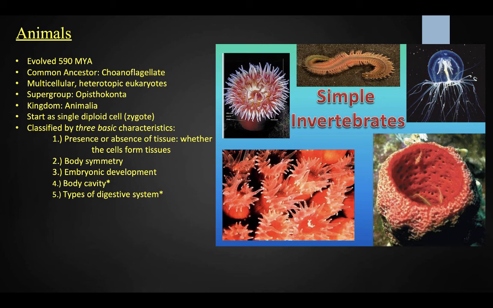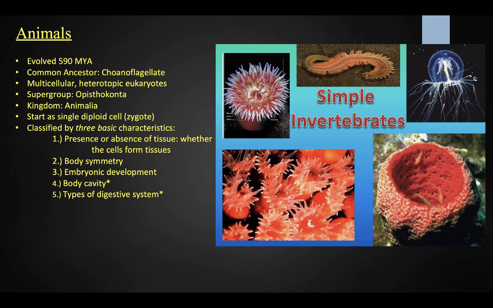And the last is embryonic development. We're going to talk about the different stages of embryonic development in exceeding detail. But basically, by the end of it, we will be looking at what parts of it produce what organs, and the blastopore, whether it becomes the mouth or the anus.